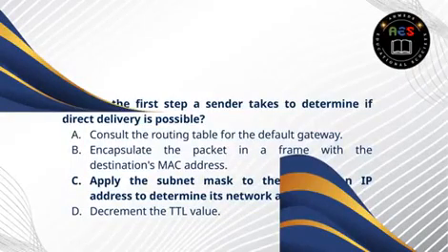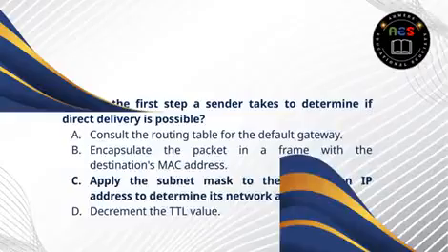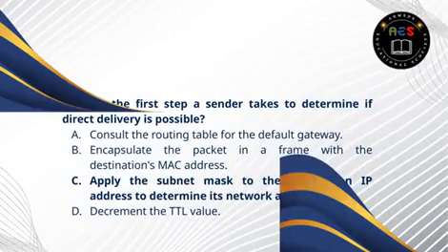Great question. The first step a sender takes to determine if direct delivery is possible is to consult the routing table for the default gateway. This routing table helps the sender understand where to send the packet if the destination is outside its local network. It's like checking a map to see if the destination is within reach or if it needs to go through a gateway. The other options, like encapsulating the packet in a frame or applying the subnet mask, happen later in the process. Decrementing the TTL is also important, but that occurs after you've determined where to send the packet. So, thinking about the initial decision, consulting the routing table is the key first step in the process of packet delivery.